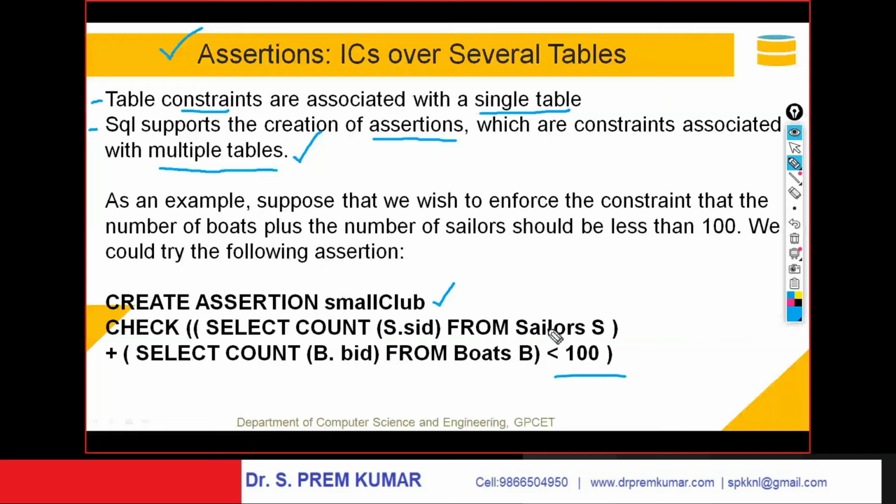This is called assertion. There is a difference between table constraints and assertions. Table constraints are those constraints which are applied on a table. That is called table constraint. If you are applying constraints on multiple tables, then it comes to the concept of assertion. I hope the concept of assertions is clear. A multiple table condition is nothing but an assertion.